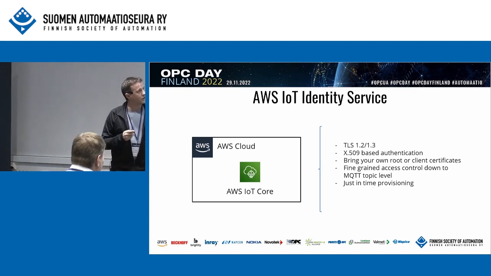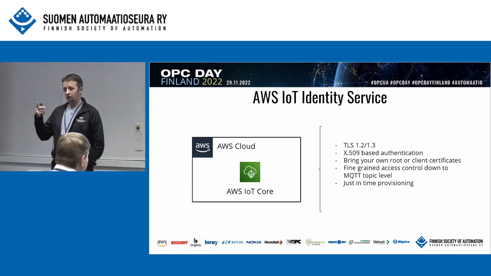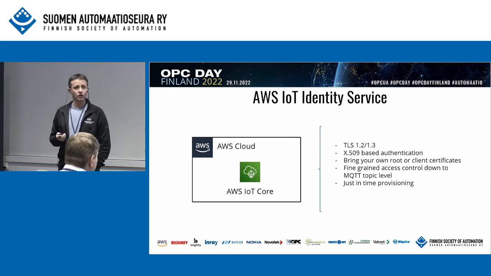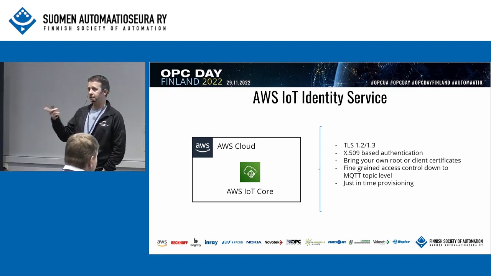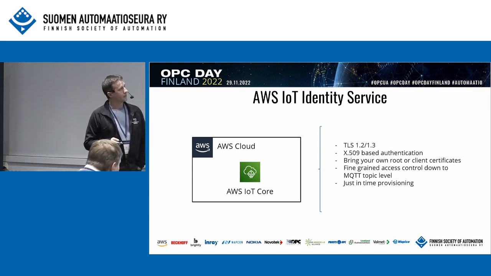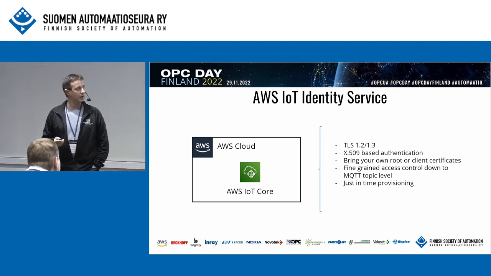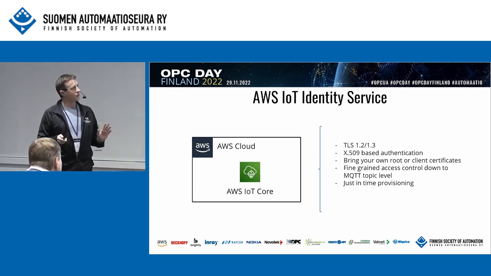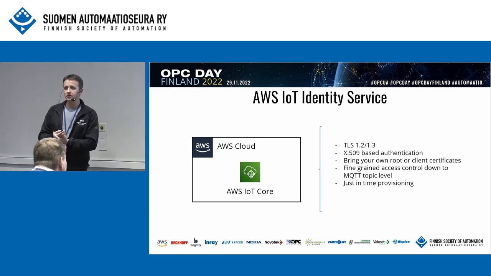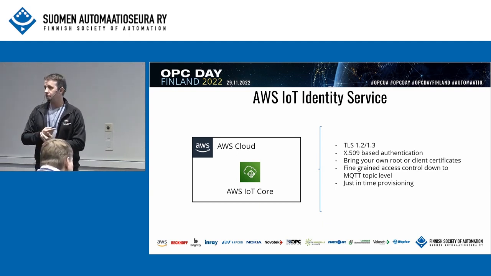We support X509-based authentication, so the same kind of authentication mechanism the OPC UA client server and also PubSub uses. So we can integrate easily with the existing security mechanism of OPC PubSub, and I will show you later on. You can also bring your own CAs, your own certificates if you want, if you have your trusted chain. We also support fine-grained access control down to MQTT topic level. This is important when you start collecting data from multiple sites, maybe in the kind of OPC Federation context, directly from machines or from things.